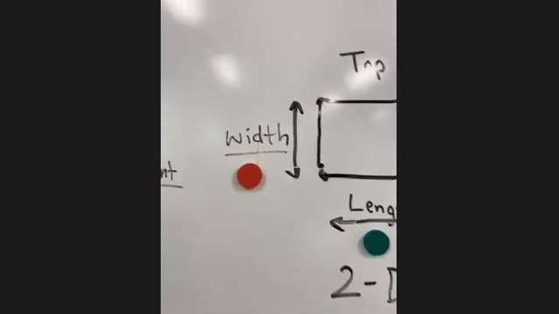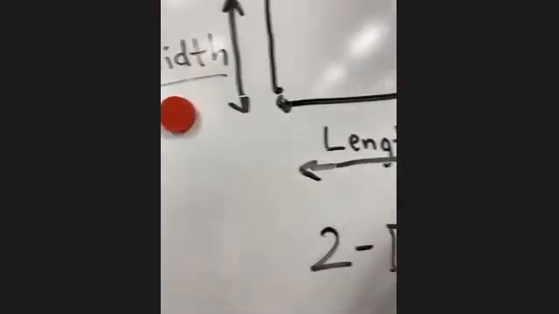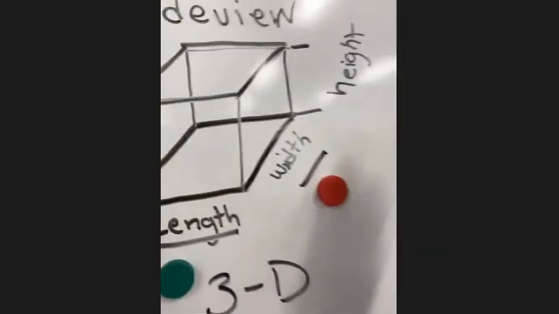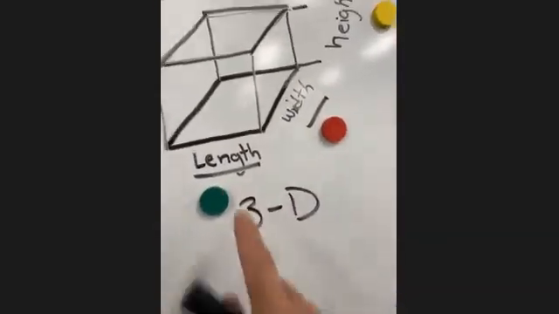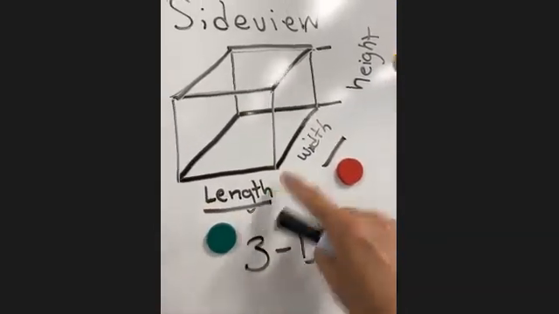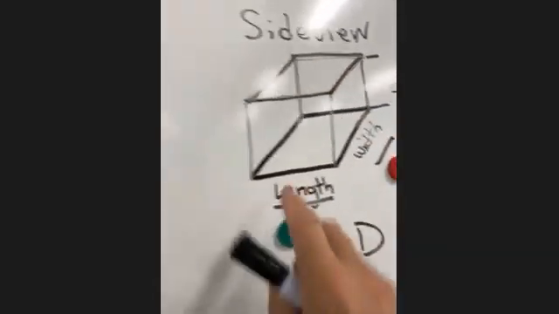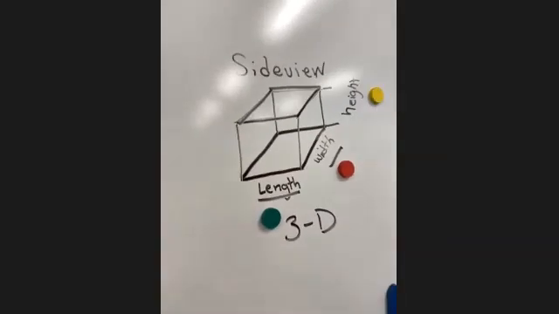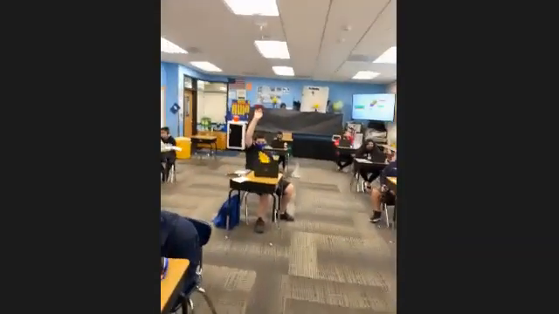Now I'm going to move over to 3D and I'm going to move the colors. So length is green, width is red, and then I'm going to use yellow to represent height. So we have length times width times height. And this one, we get a weird shape. Anybody know what the shape is called? Can anybody raise your hand? What is that weird shape that's there?